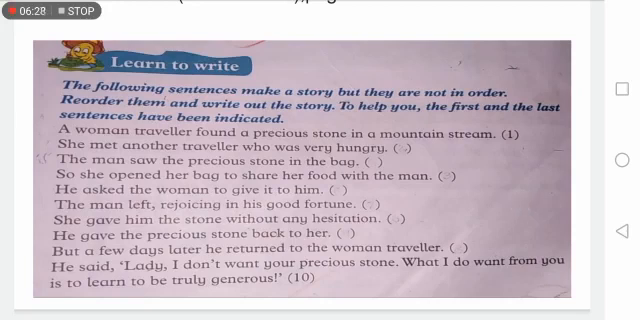Okay, you can see they have written 1 and 10, and there is a bracket in front of each sentence, so you have to number it accordingly.